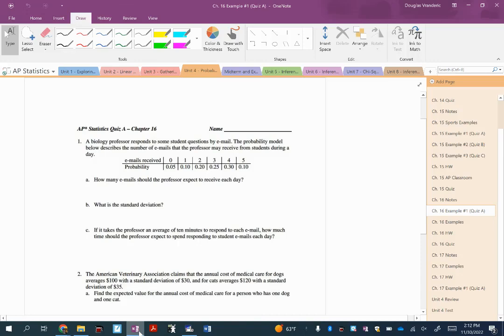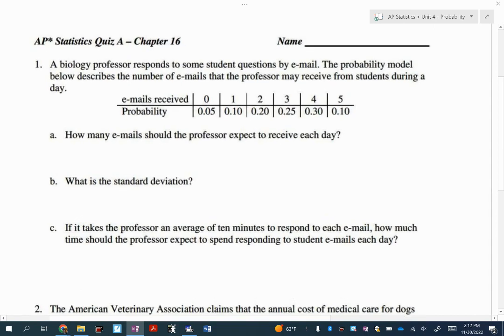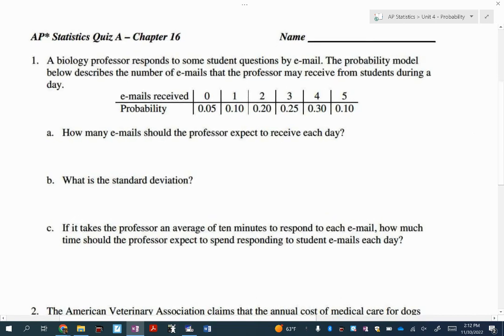With our AP statistics class P3, we're going to be going over some questions about probability models. So this first one, number one, is asking about a biology professor that receives a certain number of emails every day. It looks like the only potential number of emails that he or she could receive is 0, 1, 2, 3, 4, or 5. It gives you the respective probabilities. So how do we find the emails that we should expect the professor to receive in a single day?